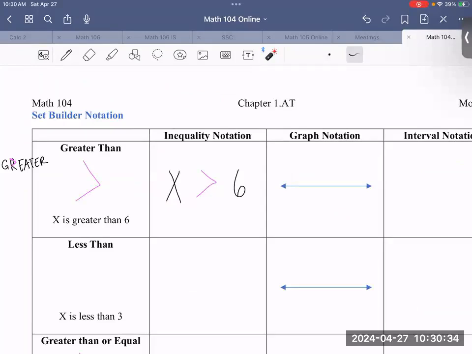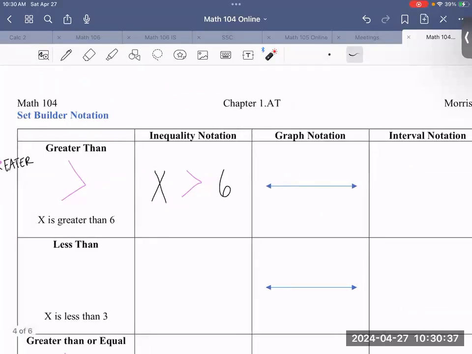Now, if we're putting it in graph notation, so going from inequality to graph notation, we're going to put your 6 somewhere on this line. And if we want values that are greater than 6, we want values that are to the right of the 6. Now, in order to determine if we're going to include or exclude this 6 in greater than 6, if it's greater than but not equal to, we're going to either use an open circle or we're going to be using a parentheses. Parentheses meaning we are not including.